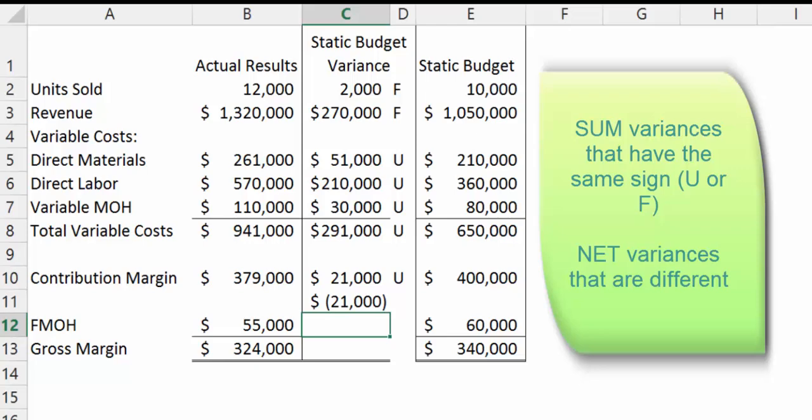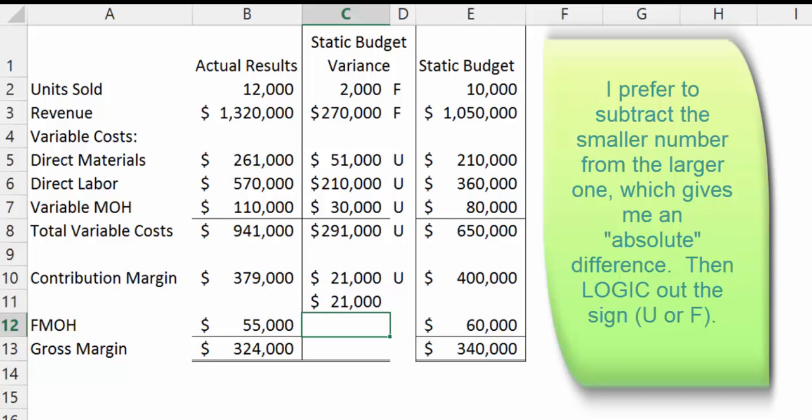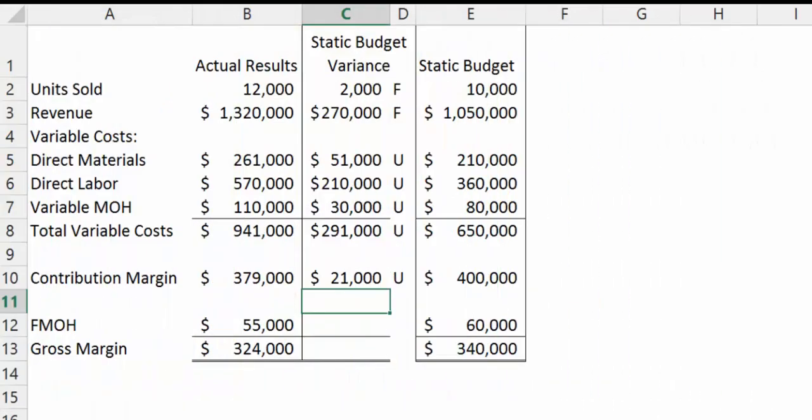I subtracted not because I was taking revenue minus variable costs, but because I was having a favorable and an unfavorable variance. So if the total variable cost static budget variance had been favorable, I would have added those two numbers. The other way that you can get the $21,000 is to take the static budget and subtract out the actual results. And of course, I chose to subtract in that order because the static budget was higher. Had the actual results been higher, I would have taken that number and subtracted the static budget instead. I'm just looking for the absolute value of the difference.